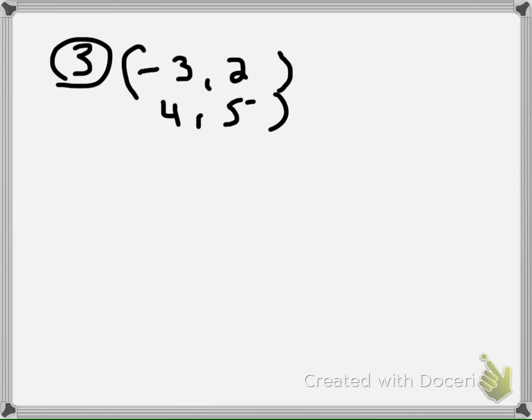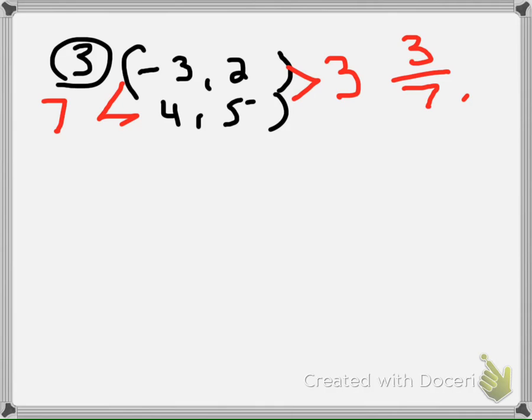Number 3, change in y. Make sure you're writing the problem down. Hopefully now you're stopping the video because you can do this on your own. 3. Change in x. 7. Change in y over change in x. 3/7. Okay, pick an x and a y. I'm picking these two because I don't want to have to deal with negatives if I don't have to.